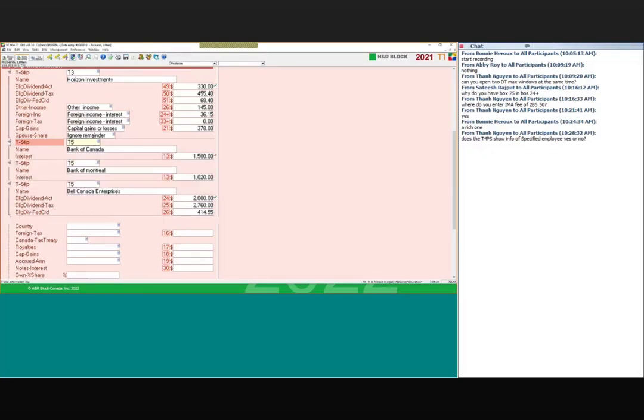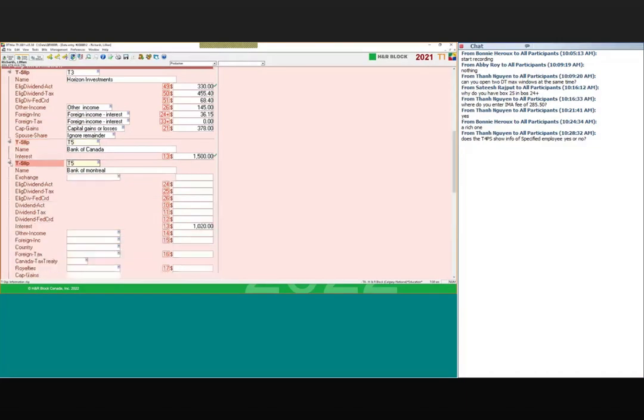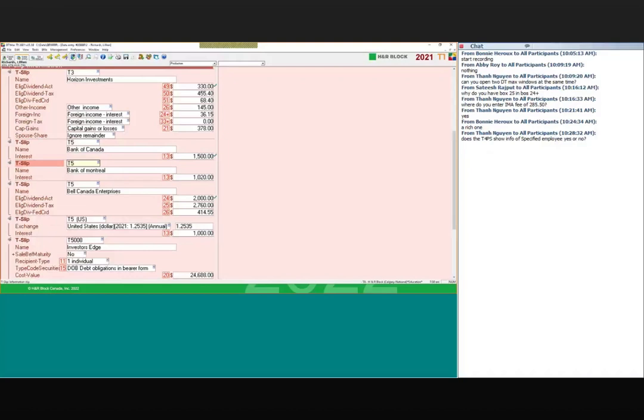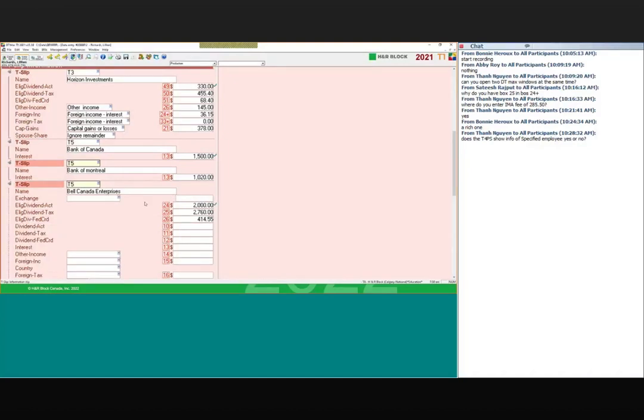So then we have another one, Bank of Montreal. So you can enter these in as we go along. Bank of Montreal T5, again, another box 13. And then the next one we have is going to be a T5 from Bell Canada Enterprises.